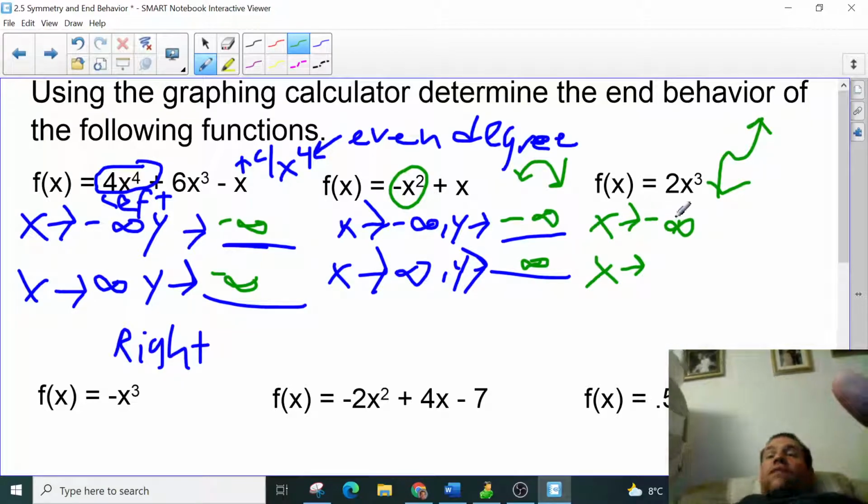Okay, as x goes to the left, negative infinity, y goes to blank.